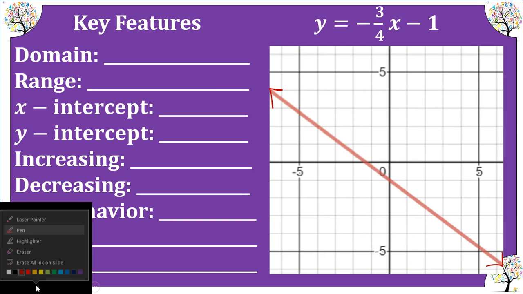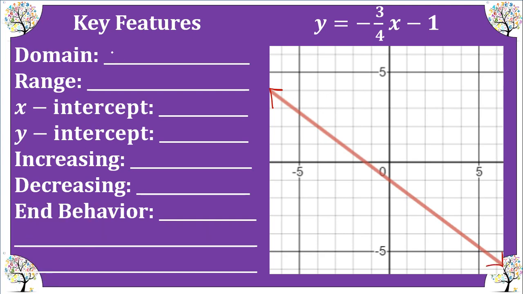Let's do our key features. This graph takes on all x values. Any x can be put into our function, and then the graph extends all the way down and all the way up, so our outputs are all real numbers.